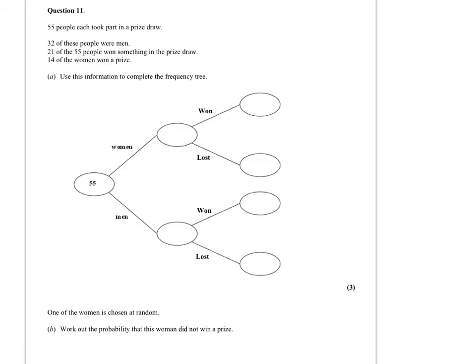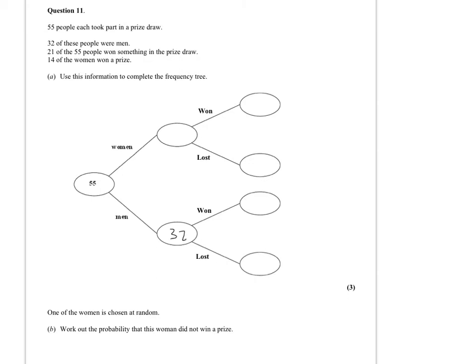Question 11. 55 people each took part in a prize draw. 32 of these people were men. 21 of the 55 people won something in the prize draw. 14 of the women won a prize. Use this information to complete the frequency tree. So, we have to fill out these circles here with the information. Out of the 55, 32 were men, so I'm going to put 32 in there.